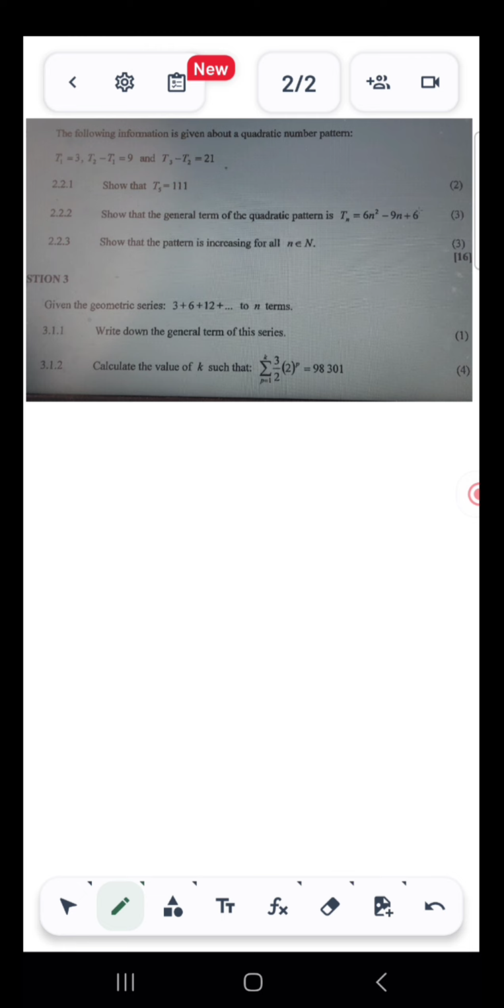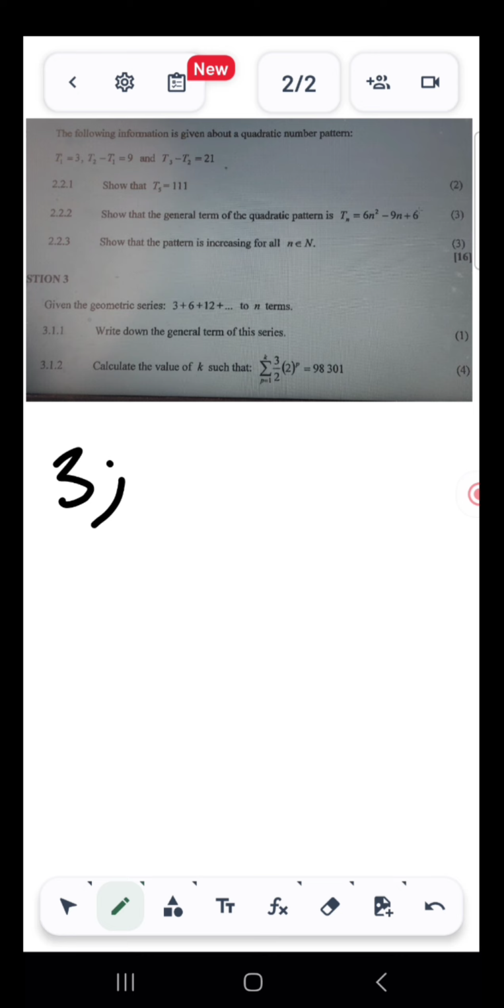So the keyword, you must look for keywords that are familiar from class. The keyword here is quadratic. When they say quadratic number pattern, we've heard that before. We know what it means, because with quadratic, we find the constant difference, right? Okay, we know which type of pattern we are dealing with. It's identified. And then they're telling us that T1 is equal to 3. So we know the first term is equal to 3.